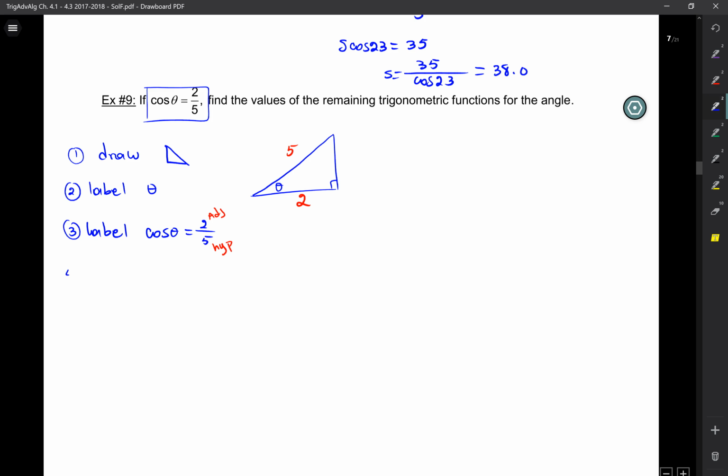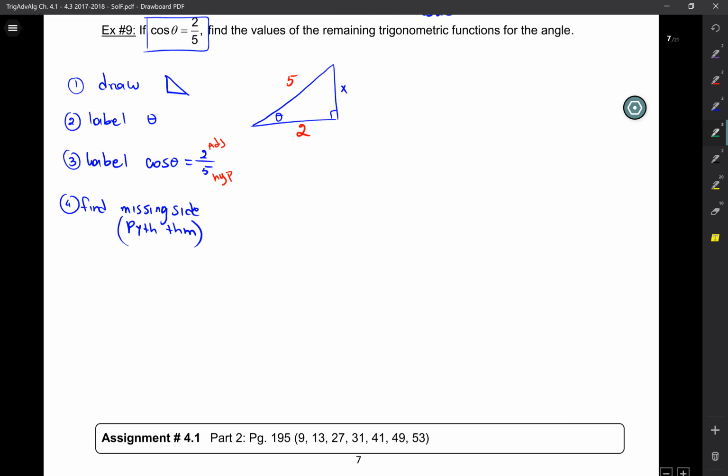Now, I need to find the missing side. I use the Pythagorean theorem for that. So here's the missing side x. Okay? Let's find that missing side. 2 squared plus x squared is equal to 5 squared. 4 plus x squared is equal to 25. x squared is 21. x is root 21. Okay.